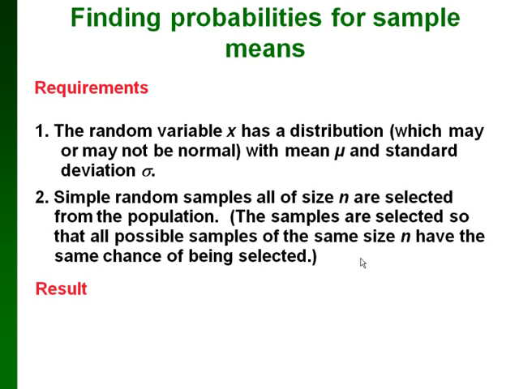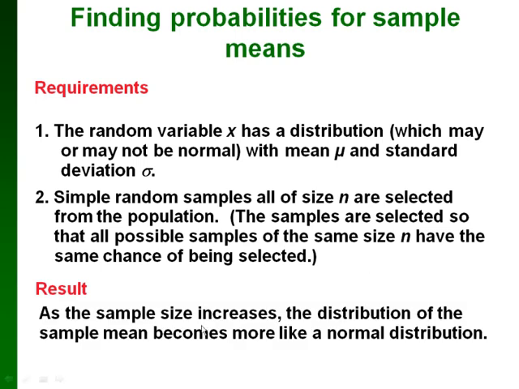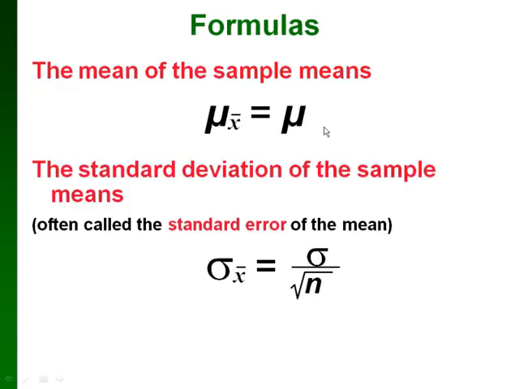They all have to have the same probability of being selected. The result, if we meet these requirements, is that as the sample size increases, the distribution of the sample mean becomes more and more like a normal distribution. Here are the two formulas that we're going to use for our sampling distribution for our sample means. The first one is really easy because the mean of our sample means is just equal to the population mean. The second one is a little bit harder to remember.